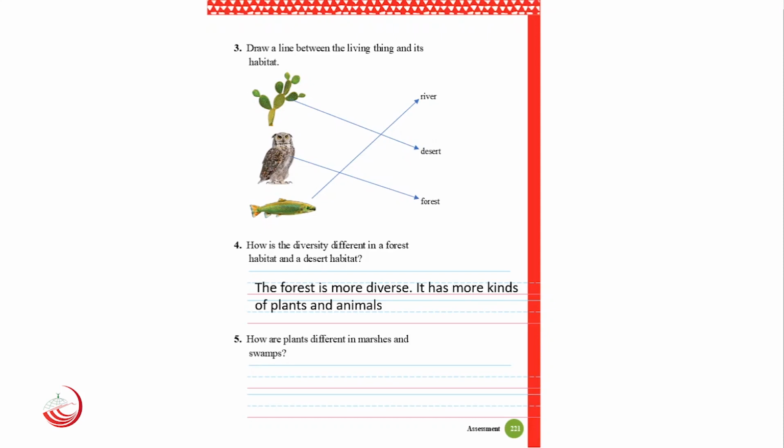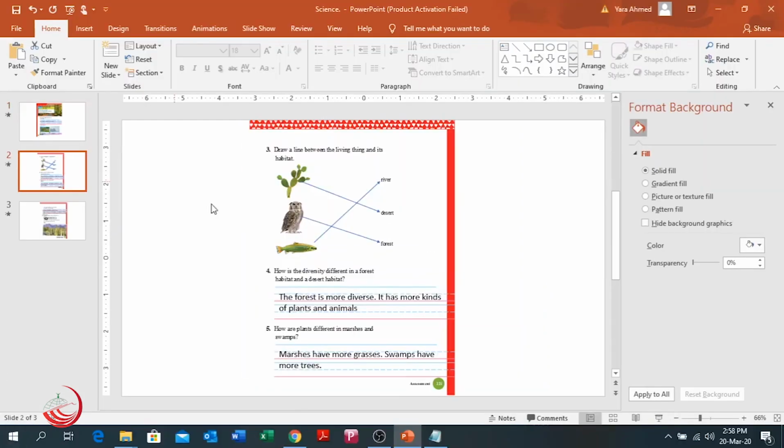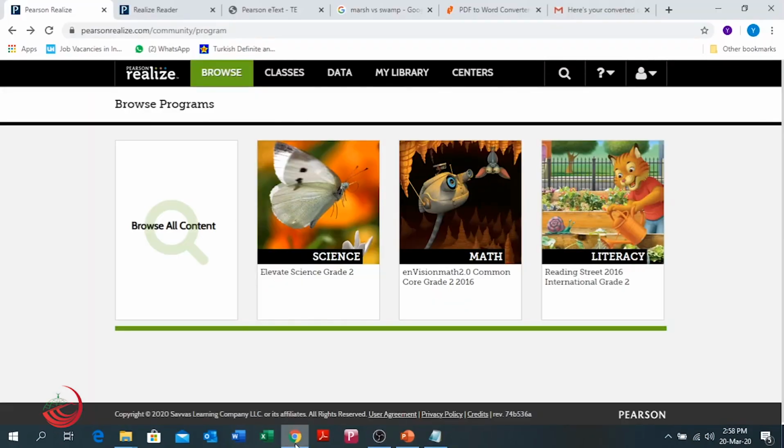Number five, how are plants different in marshes and swamps? What is the difference between marshes and swamps? How can you distinguish between them? There was a picture I showed you before. Marshes have short plants, and in swamps there are trees. Wait, I have a picture. I think I prepared it.